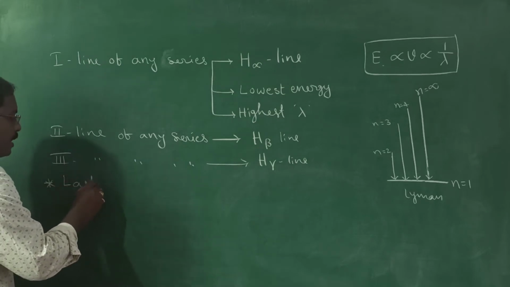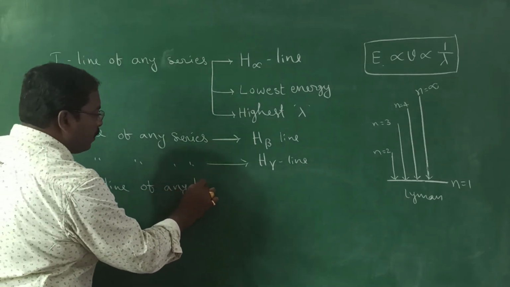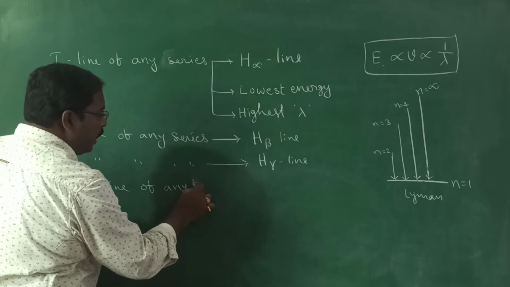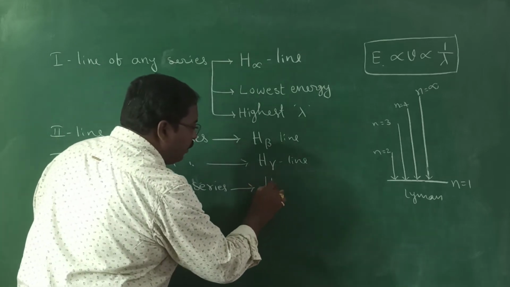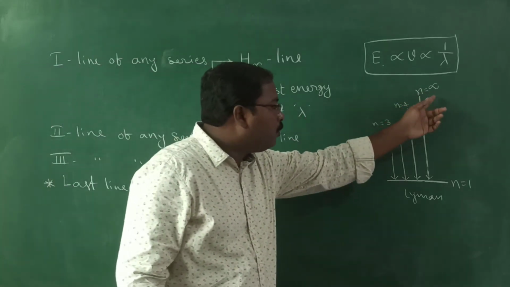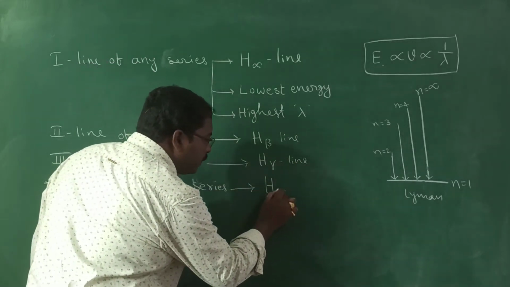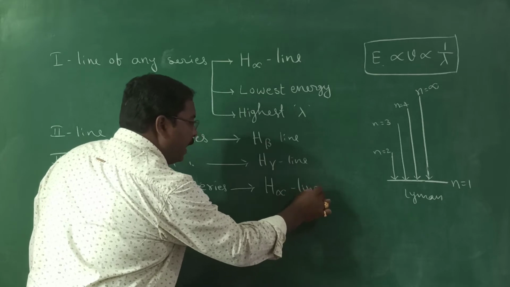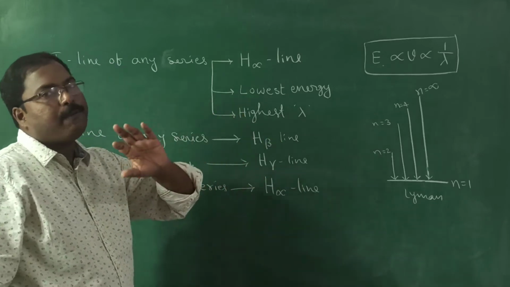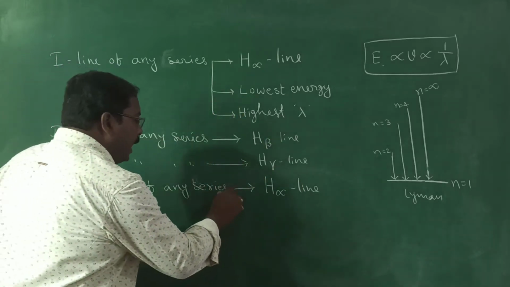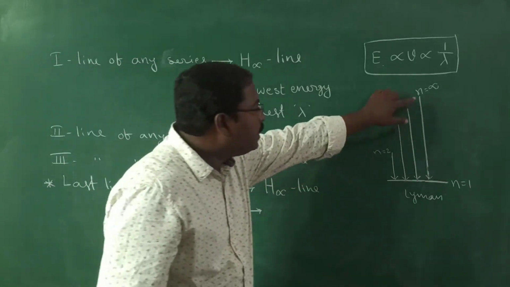Okay. Now, this is more important thing. What about the last line of any series? Last line of any series. Last line means what? From infinity to first any orbit, lower orbit. So that is why it is represented as H infinity line. Okay. The last line of any series is represented as H infinity line. Now, what are the characteristics of this H infinity line? Okay. H infinity means this line.